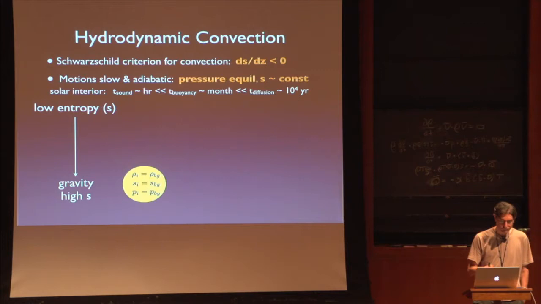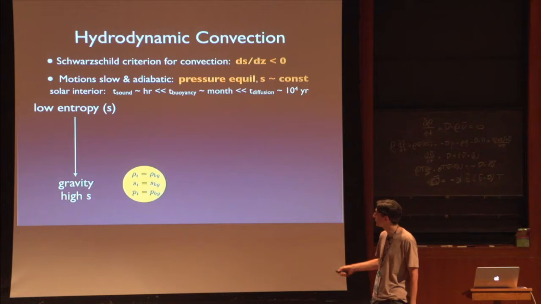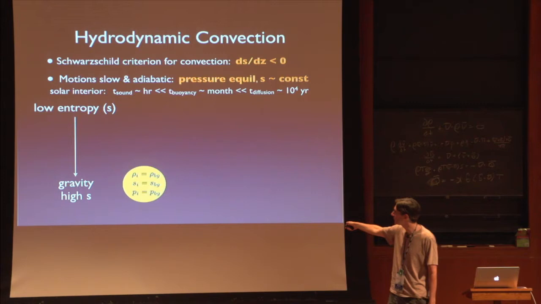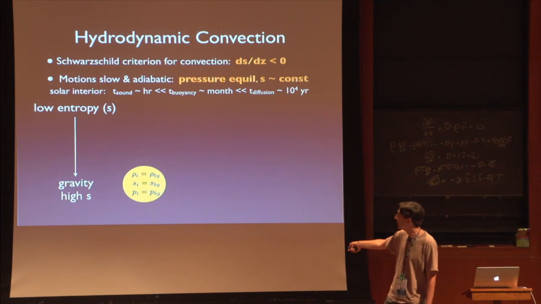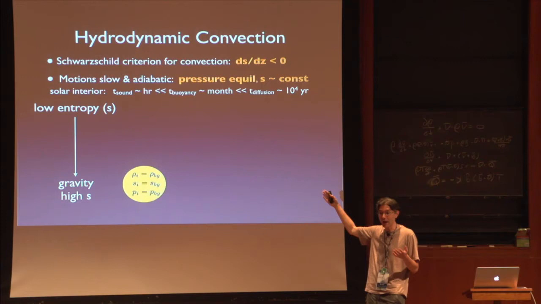So the basic setup in thinking about whether or not a system is unstable due to buoyancy is as follows. Imagine you have a gravitational field pointing downwards like this. There's some fluid element, a nice circle here. It initially has some density, pressure, temperature, entropy. And then we ask the question, imagine perturbing this fluid element up to some other height in the gravitational field.